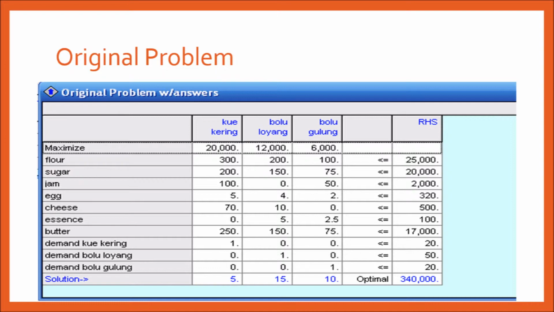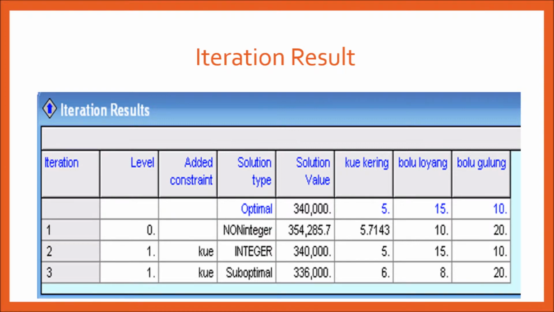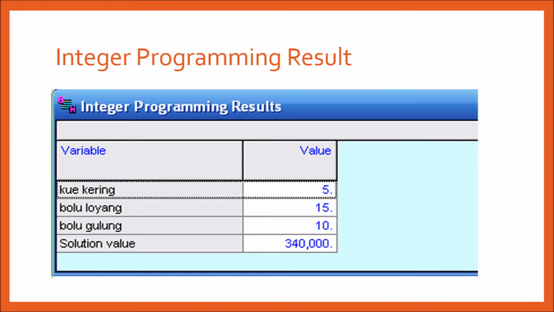Here is the original table form. Integer programming uses the branch and bound method. In this case, the iteration result in integer programming using the branch and bound method goes just until level 1. We can see we must produce 5 Q-Kering in the integer programming result.